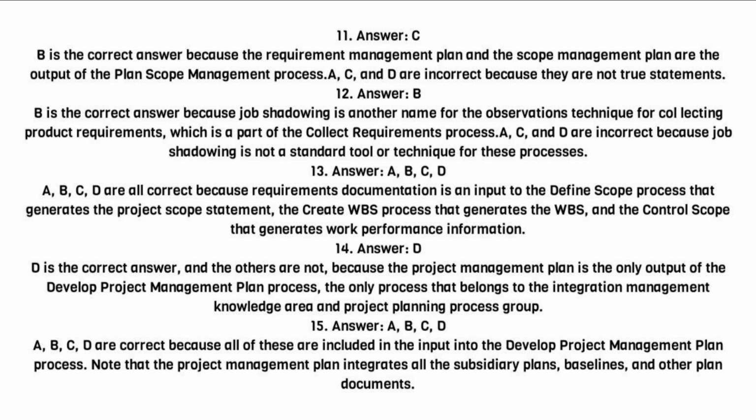13. Answer. A, B, C, D. A, B, C, D are all correct because requirements documentation is an input to the define scope process that generates the project scope statement, the create WBS process that generates the WBS, and the control scope process that generates work performance information.